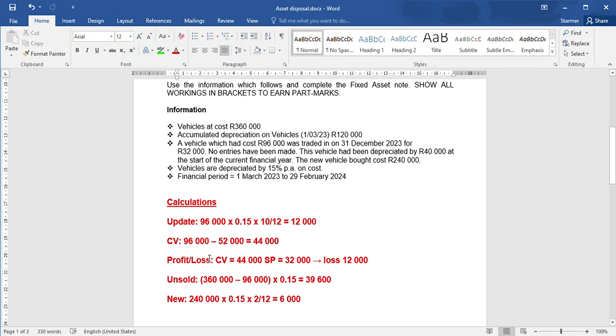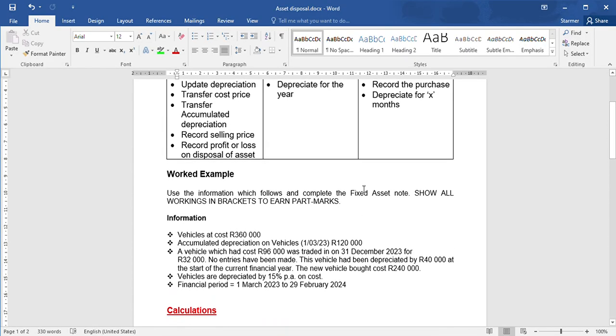So they tell you that a vehicle which had cost 96,000 was traded in on the 31st of December for 32,000, no entries have been made. And they tell you the accumulated depreciation at the start of the year, they tell you the new vehicle, and then they tell you vehicles are depreciated by 15% per annum on cost, and your year runs from March to February 2024. Right, the first thing according to the Sun method is to update your depreciation.